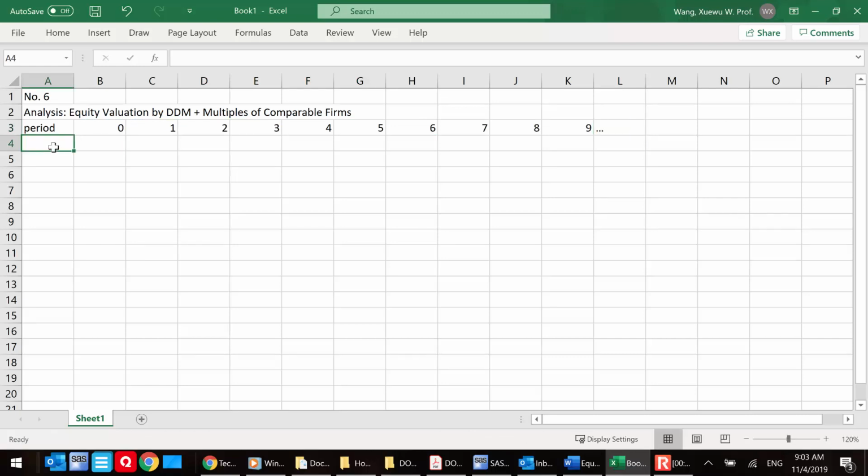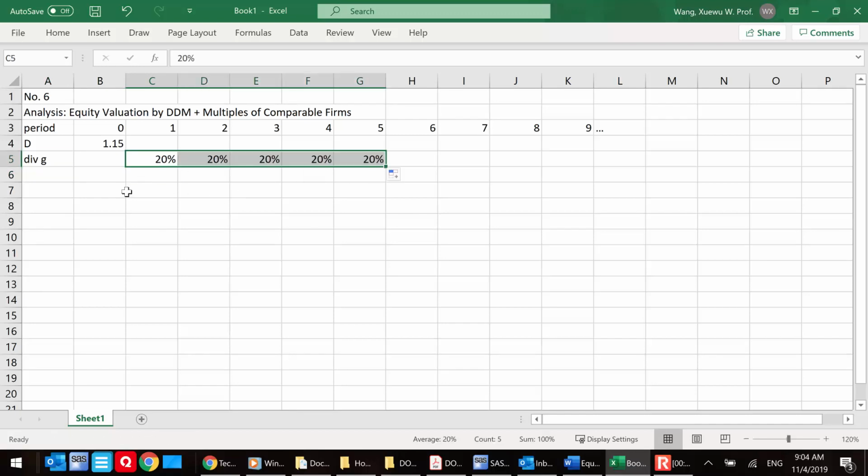Let's look at the input here. The dividend just paid is 1.15, so we can put down 1.15 here. And then the dividend growth rate is going to be 20% for the next 5 years. So we're just transcribing this question into Excel. And then in 5 years, the dividend payout ratio is going to be 40%, and the benchmark PE ratio is 21.